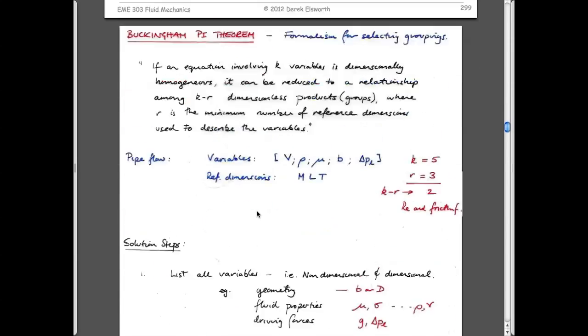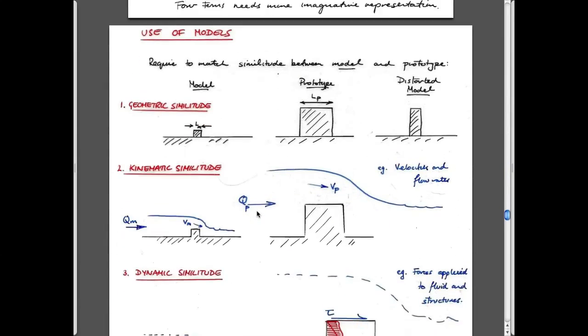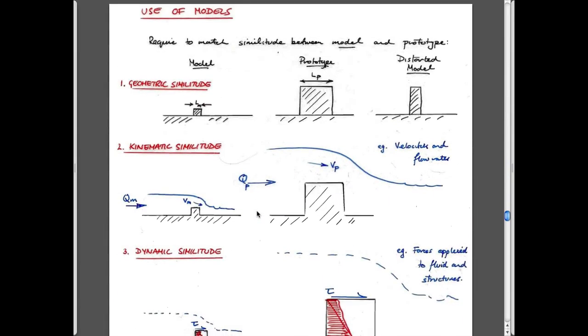So coming back to this, the idea is embodied, I think, in this figure. If you want to do a model analysis, then you want to make sure that your model looks like your prototype by having the same geometries. If you want the flow regime to look the same in your model and your prototype, then it has to be running at the same Reynolds numbers between them.